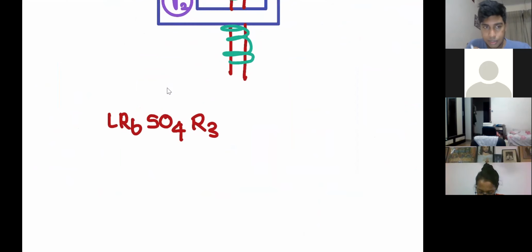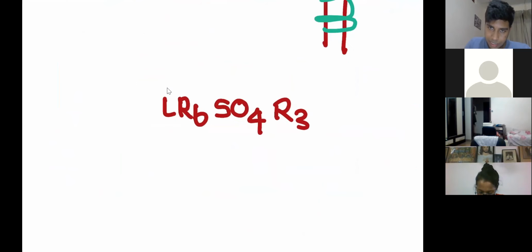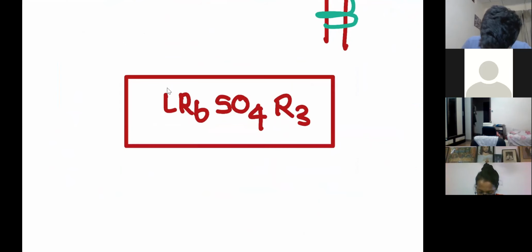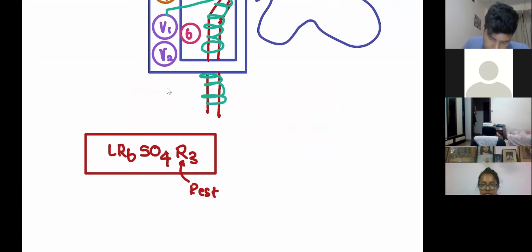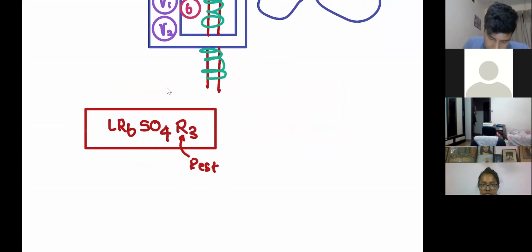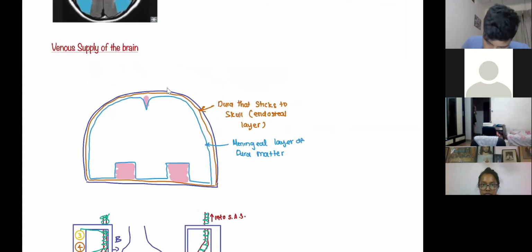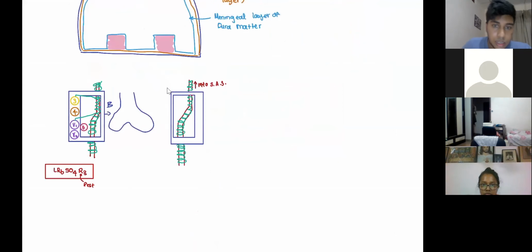The lateral rectus and the superior oblique. Remember this mnemonic: LR6 SO4 R3. R here means rest. LR6 SO4 R3. Do you guys understand this? If so, we can move on to the stroke discussion.